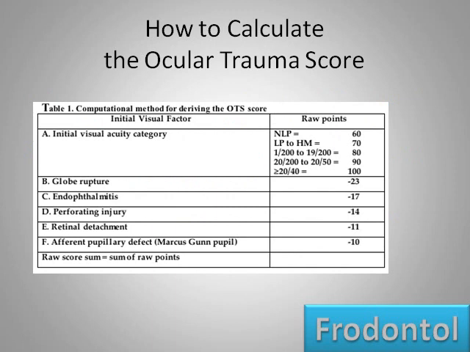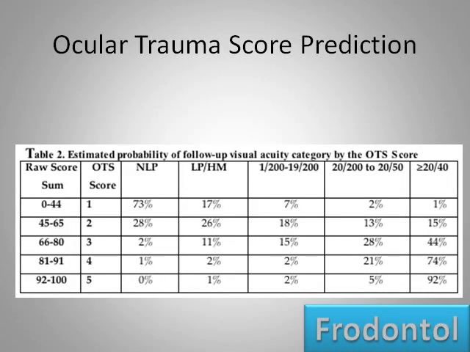Here's how to calculate an ocular trauma score. Patient comes in, you obtain their vision. Let's take a situation where someone comes in and they have a vision of light perception to hand motions. As you can see on the upper right, they would get a score of 70. If the only other finding is that they had an afferent pupillary defect, you would subtract 10 on the lower right from that to give them a total score of 60.